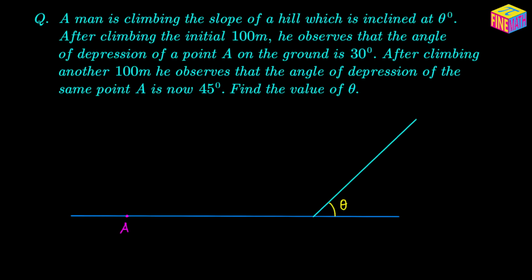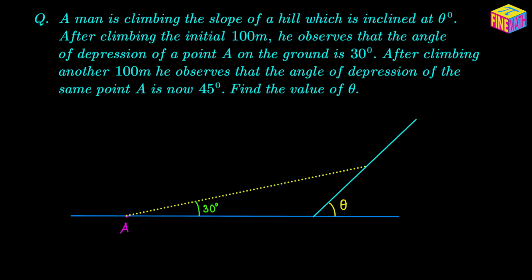Let's suppose the point on the ground is A, and let's suppose after climbing the initial 100 meter, this is the line of sight for point A. Since the angle of depression has been provided as 30 degree, that means the angle of elevation of the point on the hill from point A will also be equal to 30 degree, because angle of depression and angle of elevation, when we interchange the observer and the object, the angles remain same. So instead of using angle of depression, I am now converting it into angle of elevation, and that is how I have noted here that the angle of elevation of the point on the slope of the hill is equal to 30 degree when observed from point A.